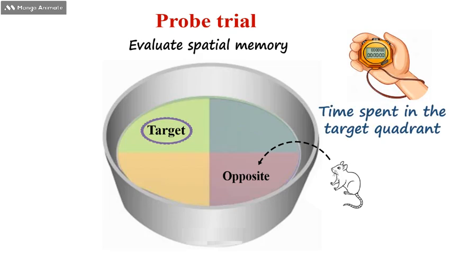If the animal remembers, it will preferentially search the target quadrant where the platform was previously located. Therefore, spending more time in the target quadrant reflects good memory retention.